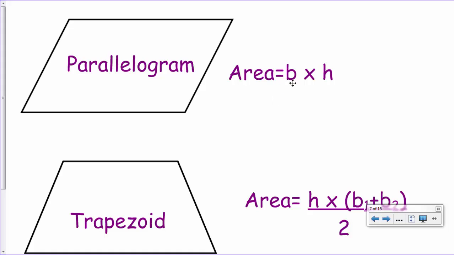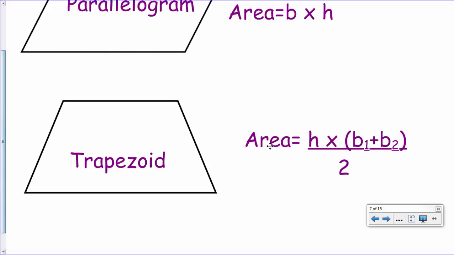Parallelogram, area is base times the height. Remember, the base is along the bottom or the top of the shape, and the height is generally drawn inside of the shape. Trapezoid, same thing, the height is generally drawn inside of the shape. To find the area, we generally use the sum of the two bases, base top and the base at the bottom. Add those together, multiply that by the height, and then divide by 2 or times 1/2.